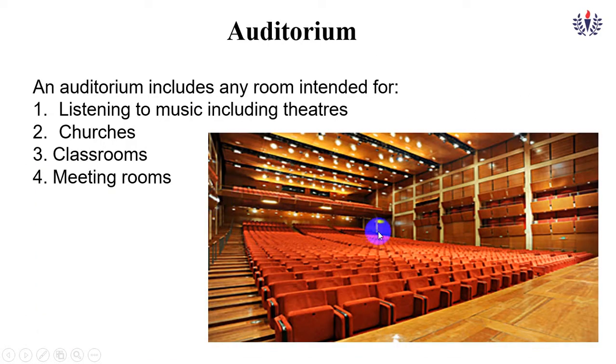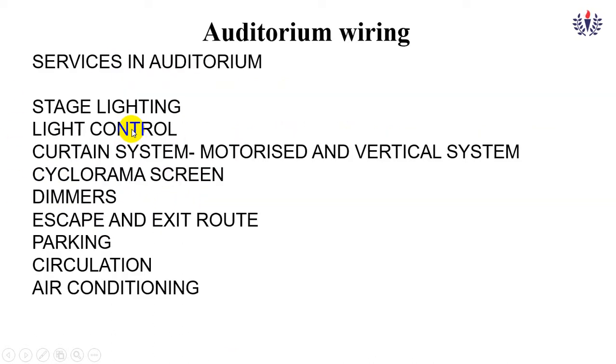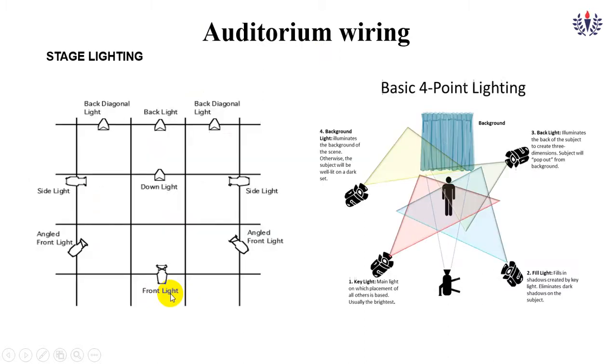So the auditorium includes the room intended for listening to music in theaters, churches, and also classrooms, biggest classrooms and meeting rooms. Such venues are known as auditoriums. So what are the services that should be provided in auditorium wiring? One is the stage lighting. This is very, very important. Normal light control, then curtain system, and screen system, dimmers, escape and exit route lights, parking, then circulation of air conditioning. So these are all the very important services that should be provided in an auditorium.